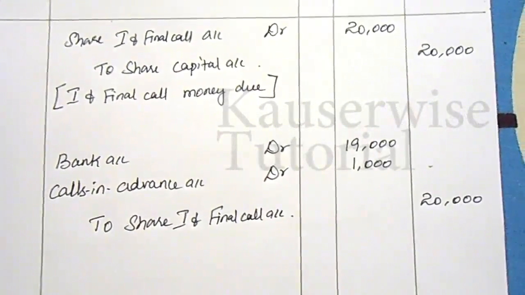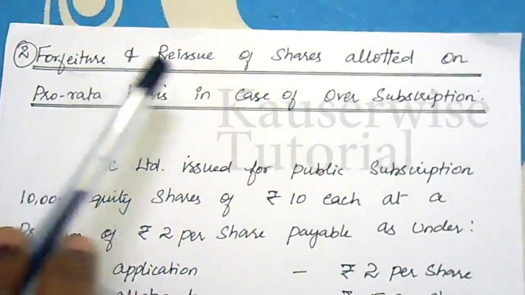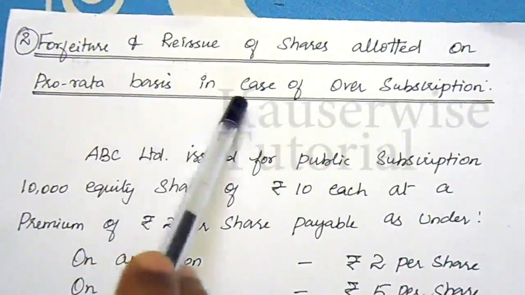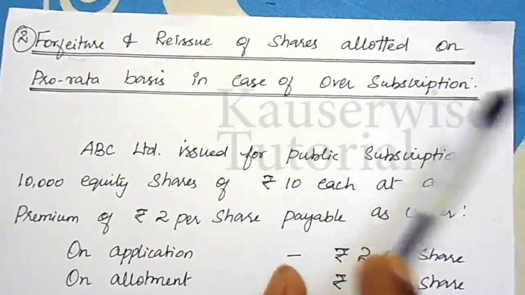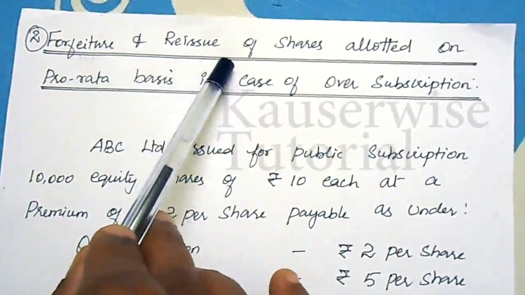Now let us see the second problem. In this problem we are going to see forfeiture and reissue of shares allotted on pro-rata basis in case of oversubscription. Okay, now let me explain what is the meaning of forfeiture and reissue.